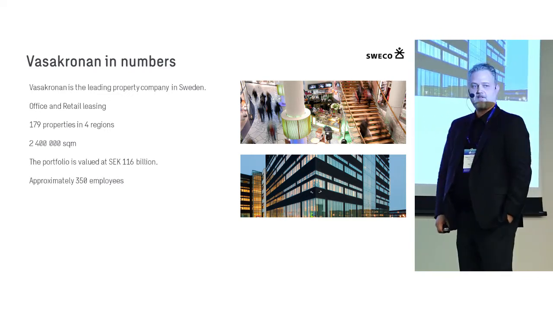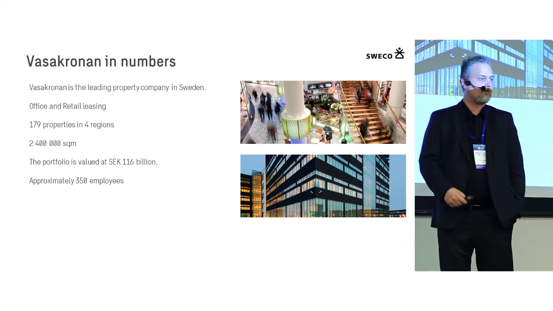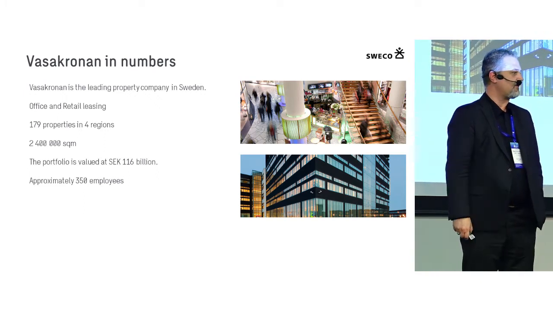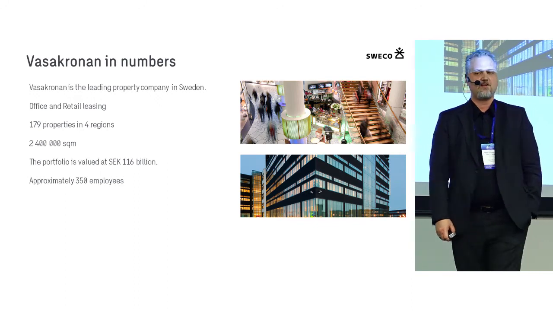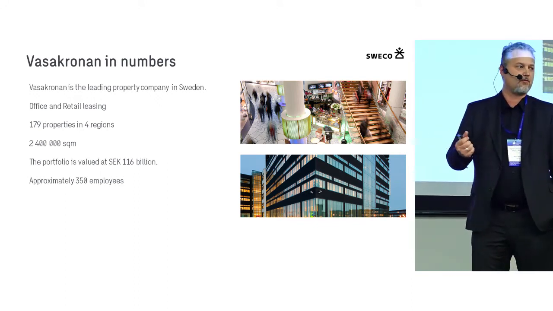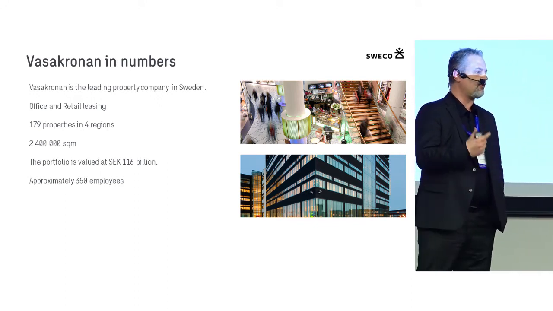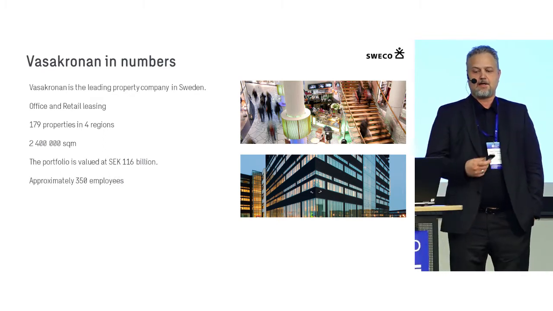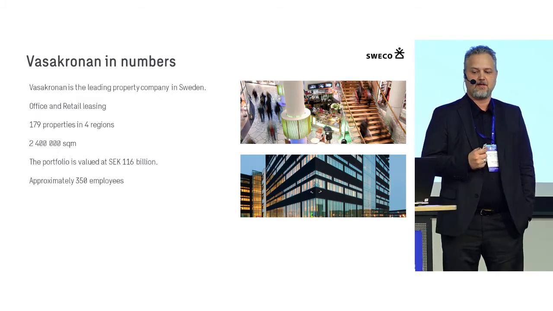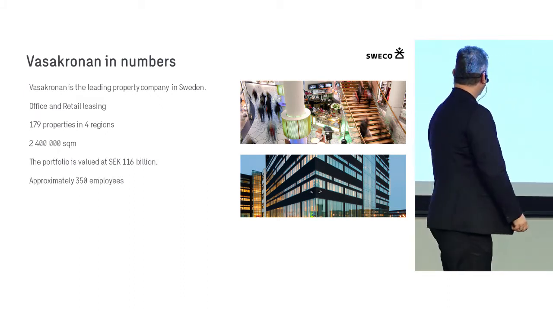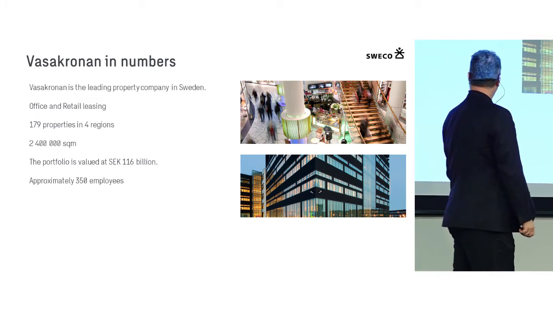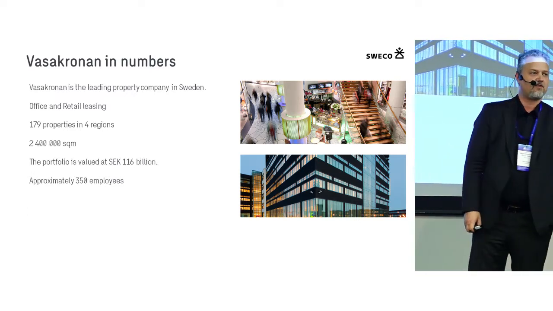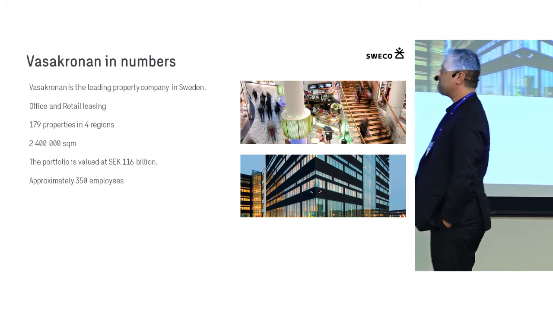179 properties, each of them divided into one or more buildings, of course. 4 regions. The regions they focus on are the main economic regions of growth in Sweden, like Stockholm, Gothenburg, Uppsala, and the Öresund region. And they are quite valuable, 116 billion Swedish crowns on 350 employees. So if you do key figures based on employees, they get really nice values.